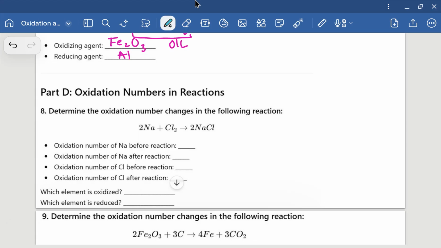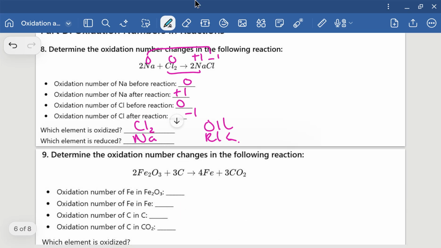Oxidation numbers. So again, we've been doing that, but just keep going. Assign your numbers, and then take a look at what's happening. So -1, +1. So oxidation number of Na before the reaction, it is 0 because it's an element by itself. And after the reaction, it becomes +1. Chlorine was 0 and then becomes -1. So what's being oxidized is, if you're undergoing oxidation, you're losing electrons. So that would be the chlorine gas. And what's being reduced, if you're being reduced, you are gaining electrons. Sodium is getting more negative, so it's gaining. And again, we're picking reactants.